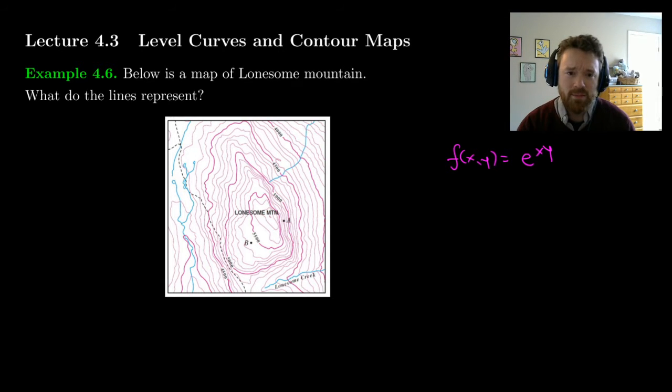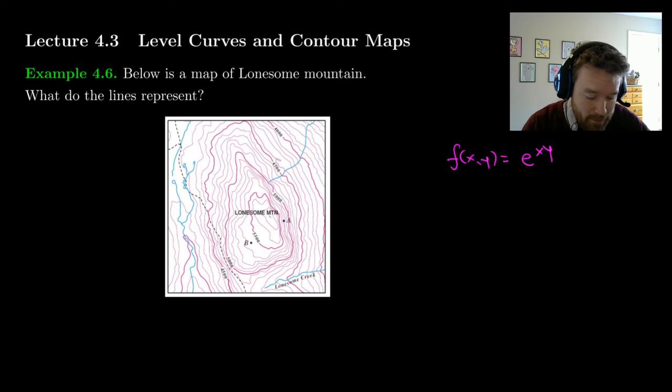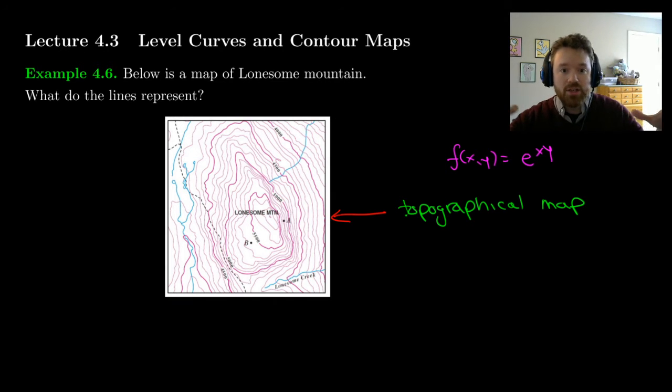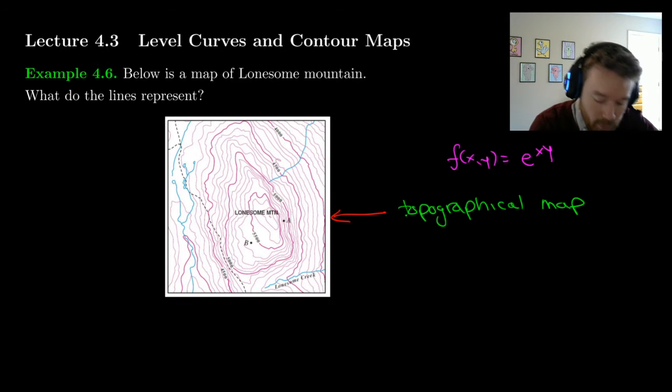Before I do that, let me maybe just show you that you've seen this sort of thing before. So here is a map of Lonesome Mountain. And my question is, what do the lines on this map represent? You may recognize this as something you learned in elementary school or in high school. I think I learned it in high school, what a topographical map was. A topographical map tells me where the height changes, right? What is the elevation at some certain point?